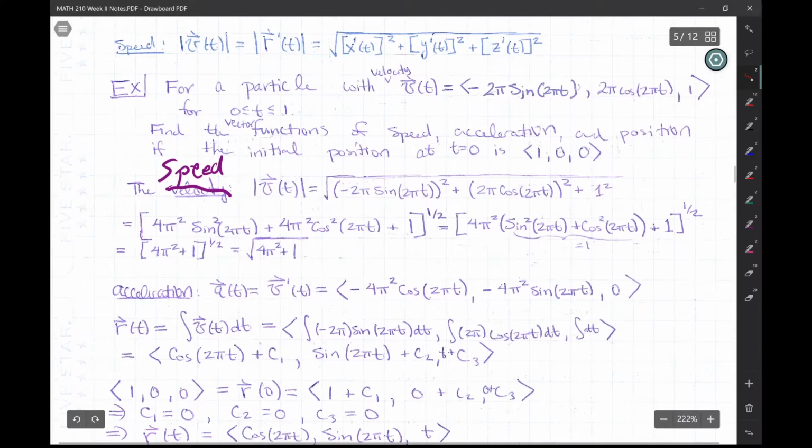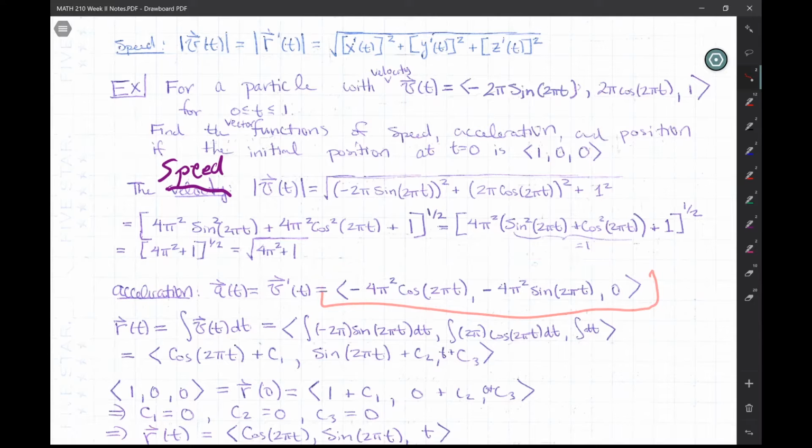Now, what about the acceleration? Well, acceleration is the derivative of the velocity. So let's take the derivative of the velocity function, and we do that by just taking the derivative of each component. What's the derivative of sine 2 pi t? Well, it's going to be 2 pi times cosine 2 pi t, due to the chain rule. So that's what you're seeing here. Likewise, taking the derivative of that second component gives you this. And the derivative of 1 is just 0. So our acceleration vector is that vector that you see here.